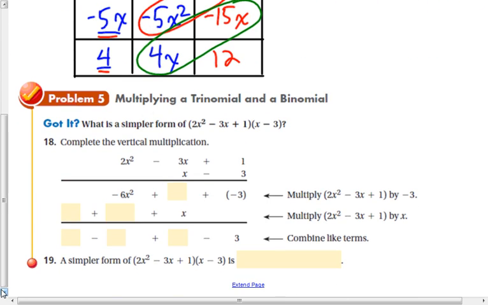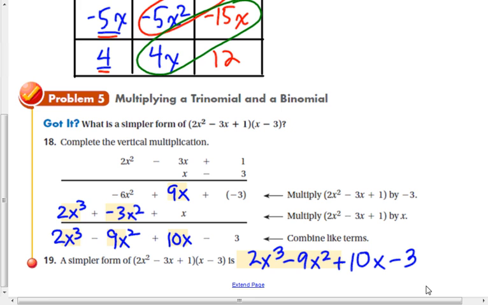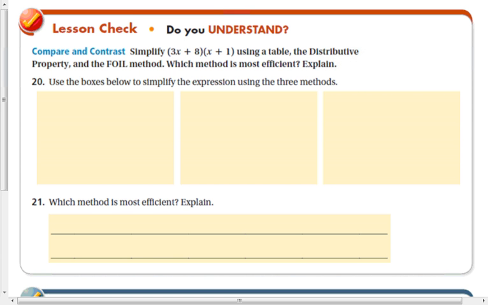They're going to show you a different way to do this. Go ahead and work through that. All right, that's it for this lesson. Go ahead and do the lesson check, and we'll talk about it next time we meet in class.